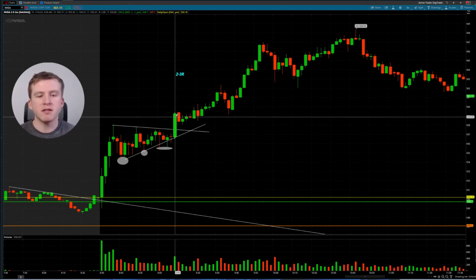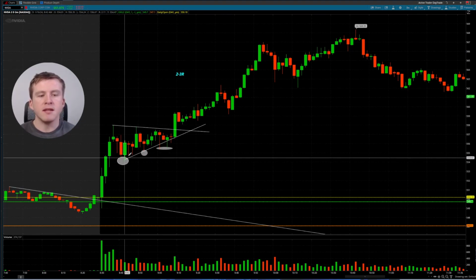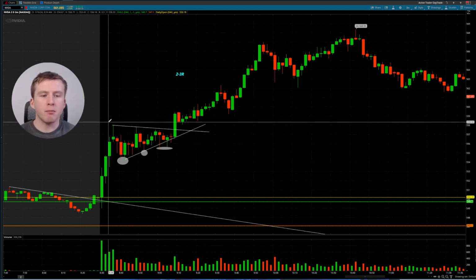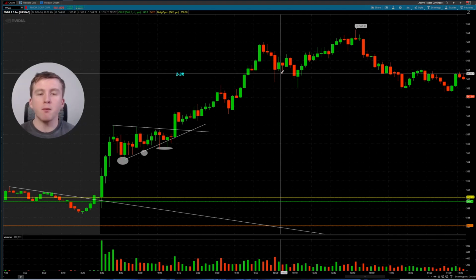Our confirmation here is the volume, this breakout, these higher lows. Well, yes, we do have lower highs. We're breaking those prior highs, we hold, and then we get that continuation to the upside.